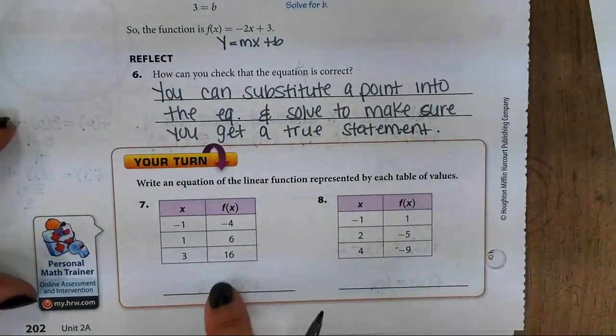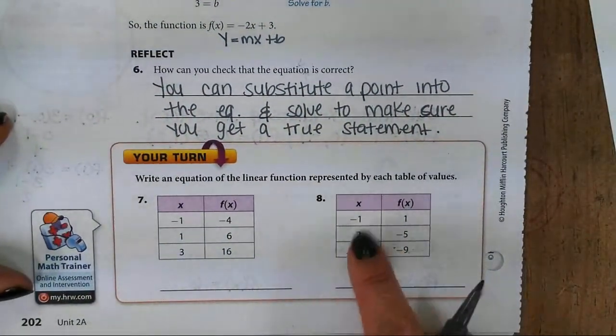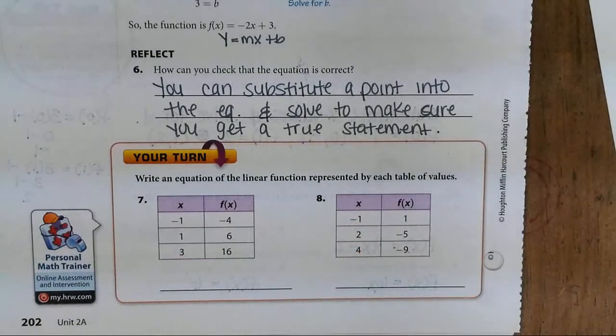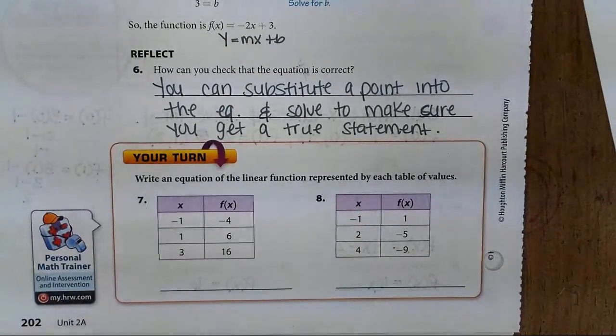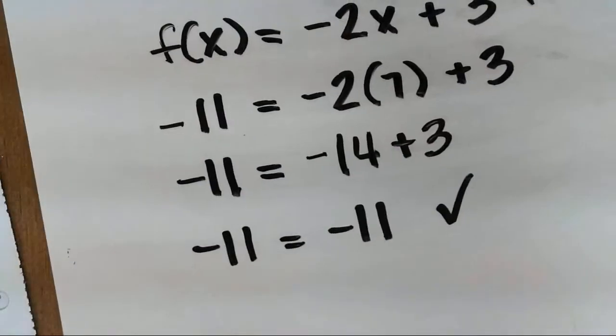All right, so I'm going to go ahead and we're going to do number 7 together, but you guys are going to do number 8 on your own. All right, so let's go ahead and I'm going to erase this here.